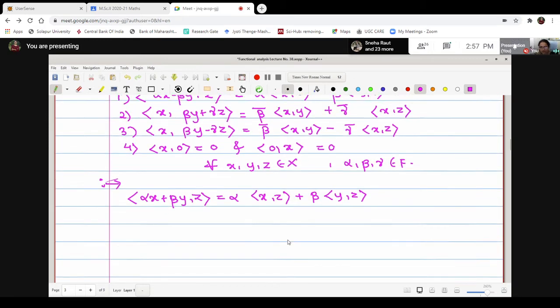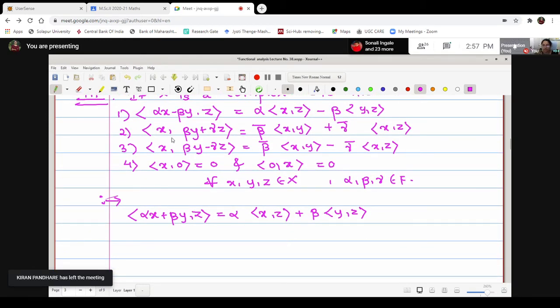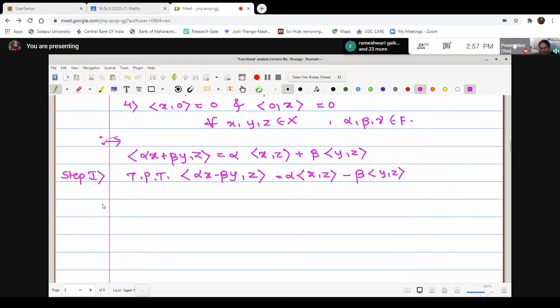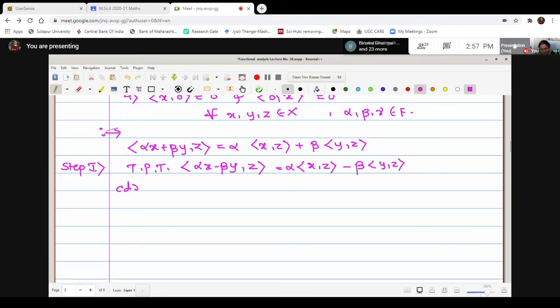Okay. Now the aim is to prove the first property. The first property is alpha x minus beta y along with z. We want to prove this as a right side. Now let us start step number 1 to prove the first property. What we should do in order to prove the first one? I will write, to prove that inner product alpha x minus beta y along with z is alpha inner product x along with z minus beta inner product y with z. Okay, to prove this, let us start with the left hand side of the equality.